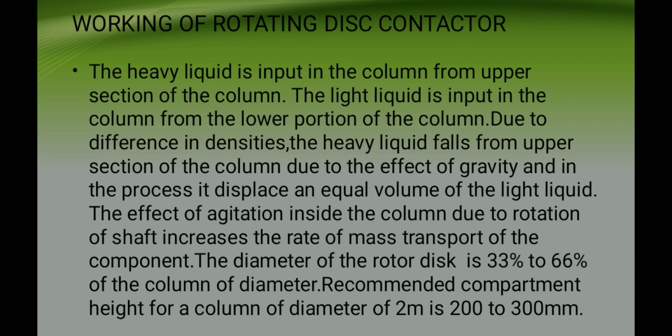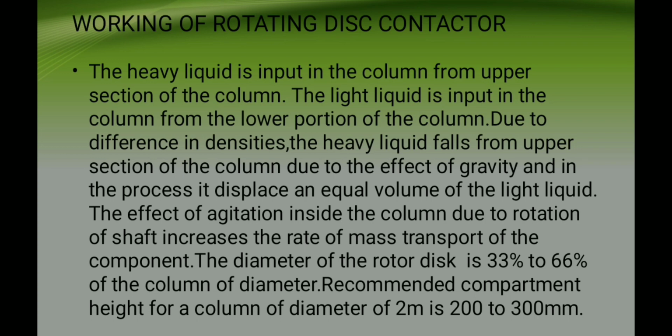Due to the difference in density, as we know, the density of the heavier and lighter liquids will vary. So the heavier liquid falls from the upper section of the column due to the effect of gravity, and in the process, it displaces an equal volume of the lighter liquid as well. When I input the heavier liquid at the top and the lighter liquid at the bottom, due to the gravitational force, the heavier comes down, and the lighter liquid goes up due to its density, at an equal volume as well.